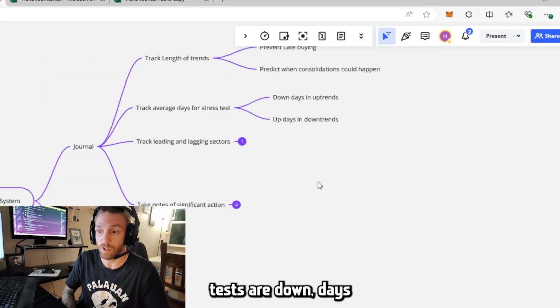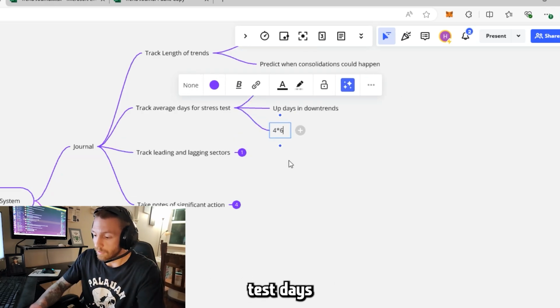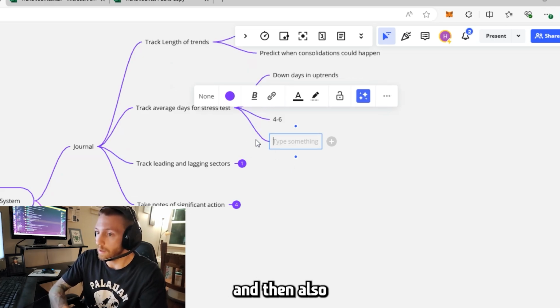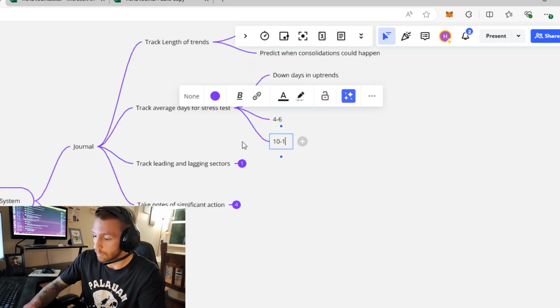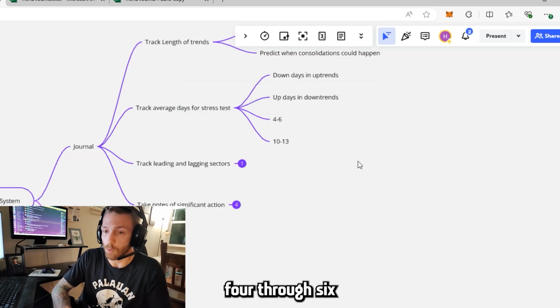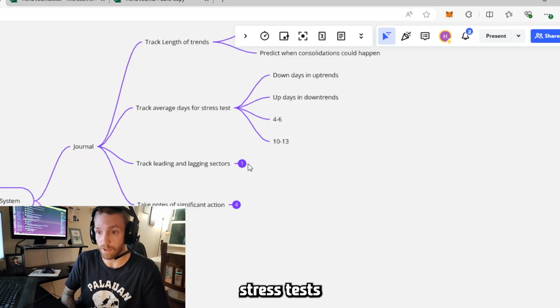Average days for stress tests. Like I said, stress tests are down days in uptrends and up days in downtrends. The average days for stress test days are going to be 4 through 6, and then also 10 through 13. Those are going to be normal days where you're going to see stress tests in the market.